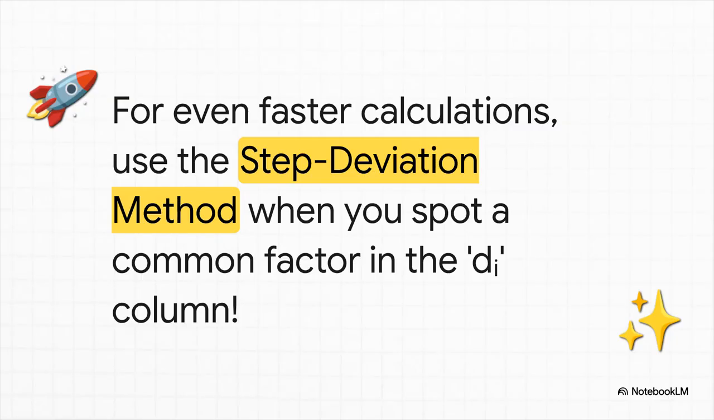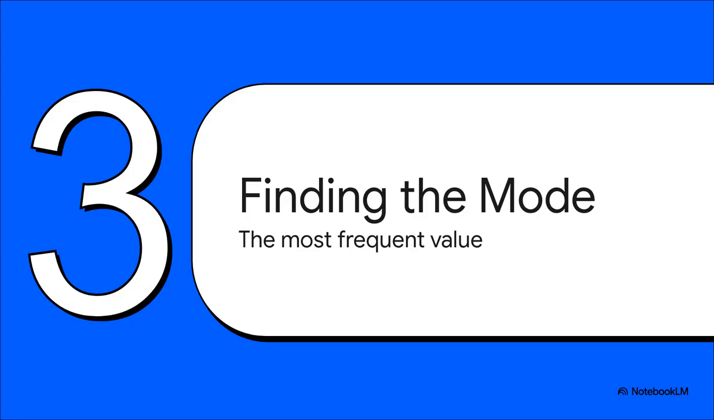Now, if you want to be even faster, like a real math wizard, there's one more shortcut, the step-deviation method. We won't go into all the details right now, but just remember this. It's super useful when you see a common factor in the di column. It makes your calculations even simpler. All right, let's move on to the next topic, the mode.